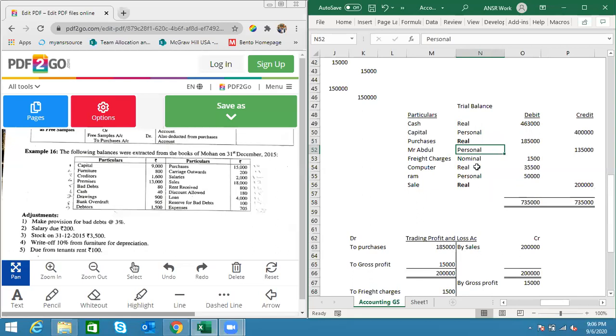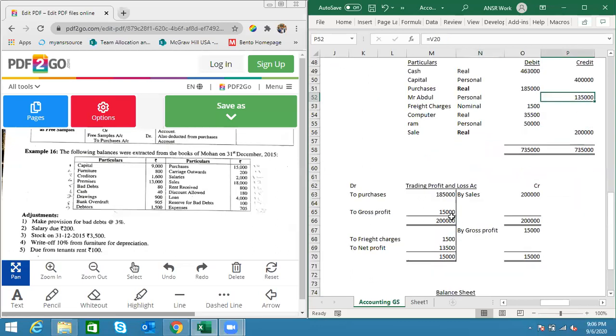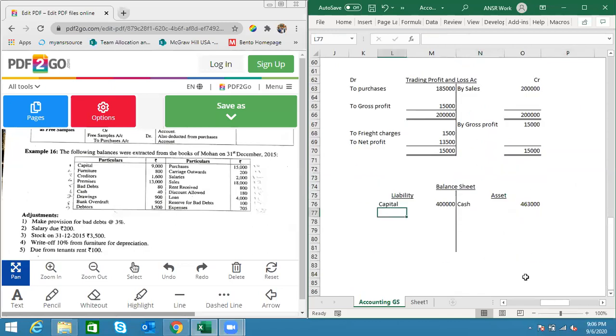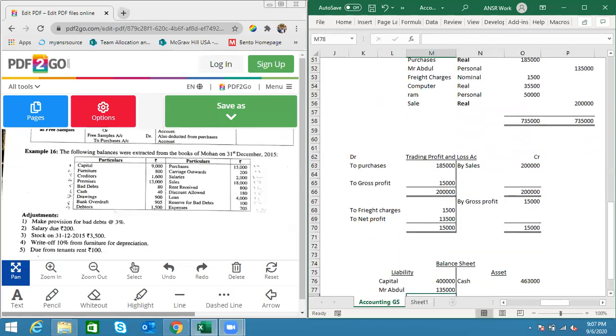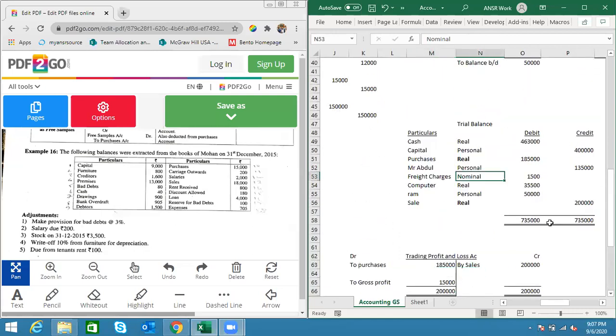Yes. Awesome. Mr. Abdul is a personal account. He'll come in the balance sheet. He has a credit balance. So is it a liability? Is it an asset? Liability. Awesome. Mr. Abdul, I'll say, and the amount is 135. Let's come to the next item, freight charges, nominal account.